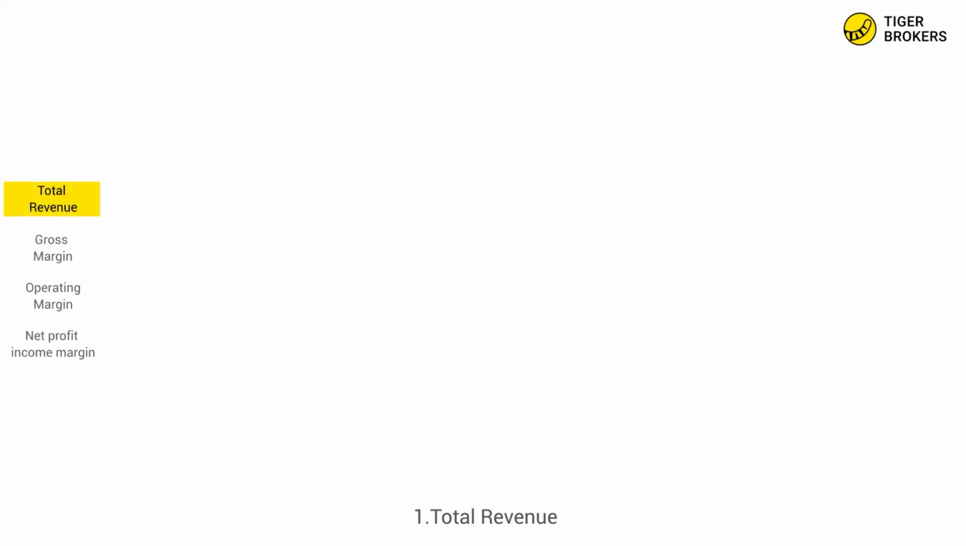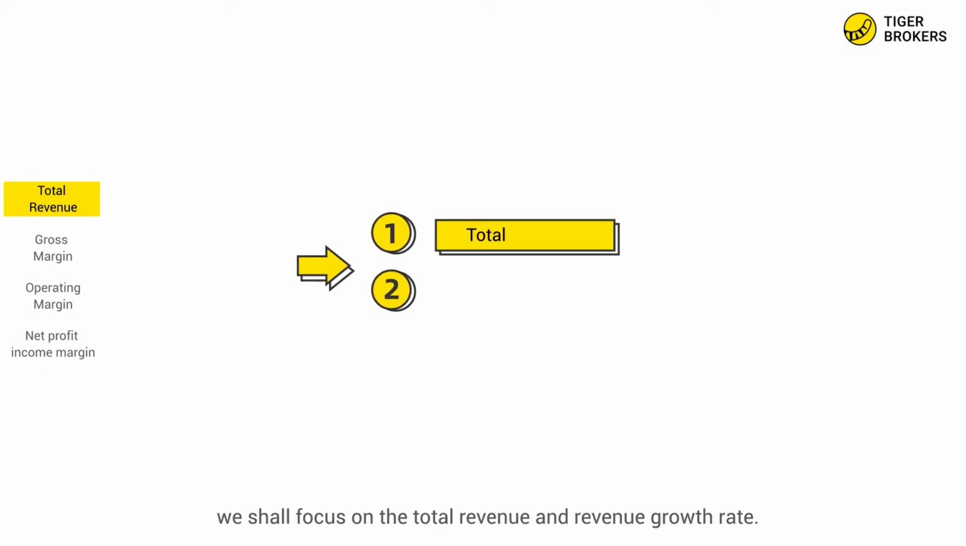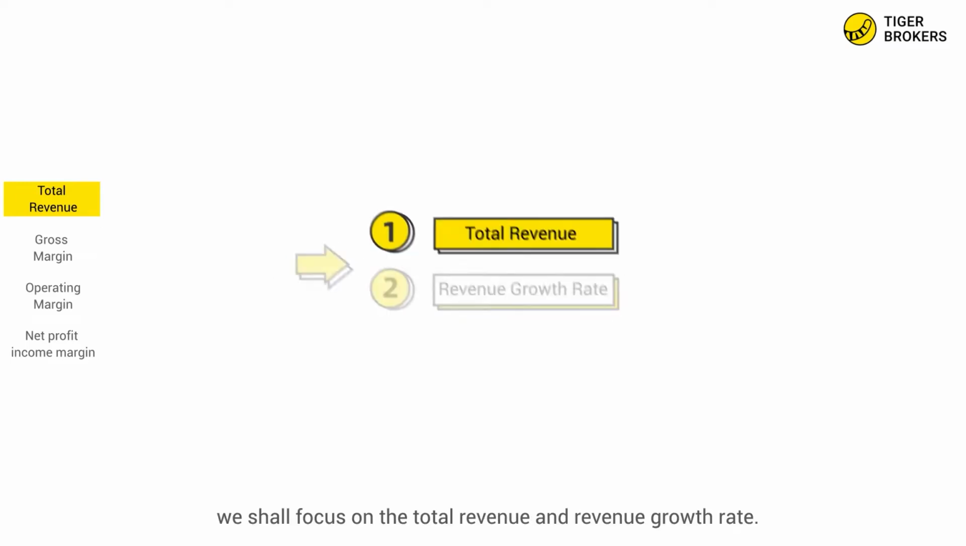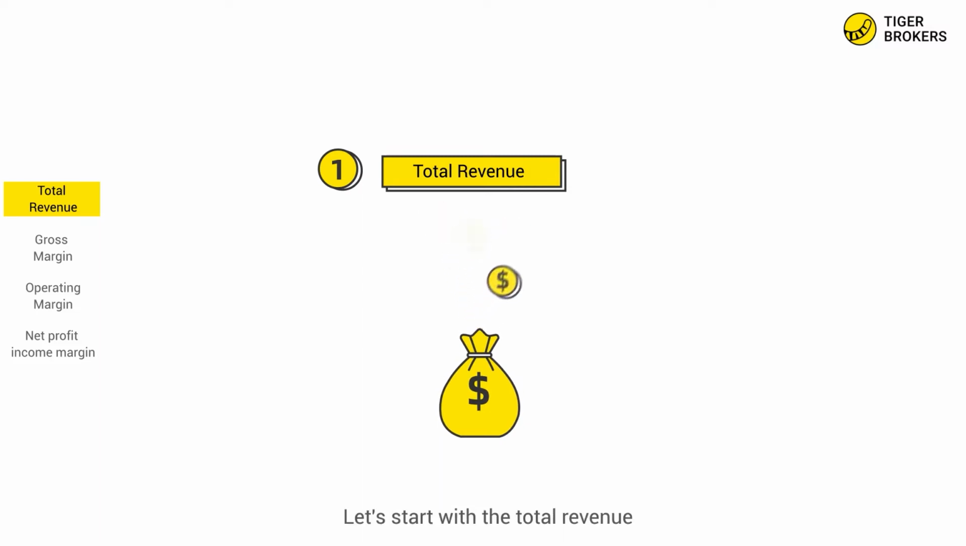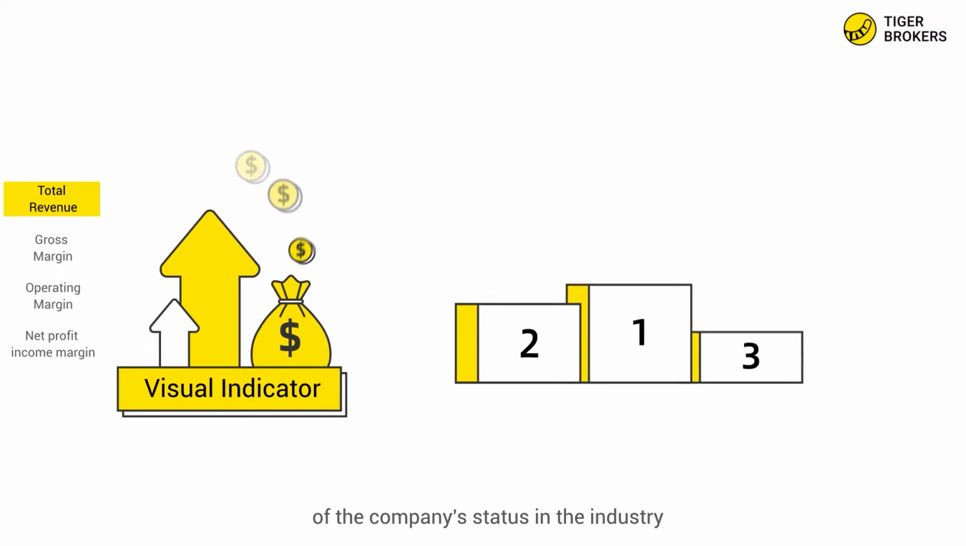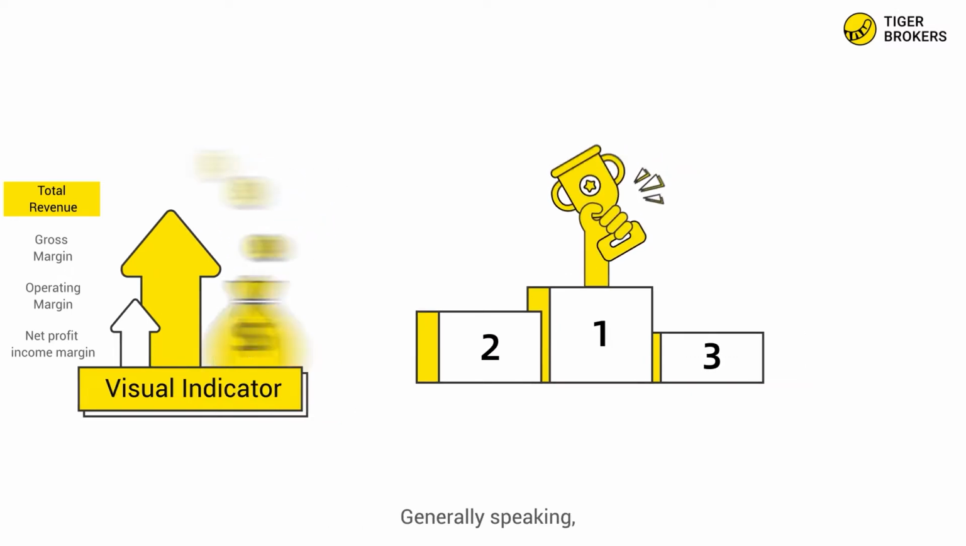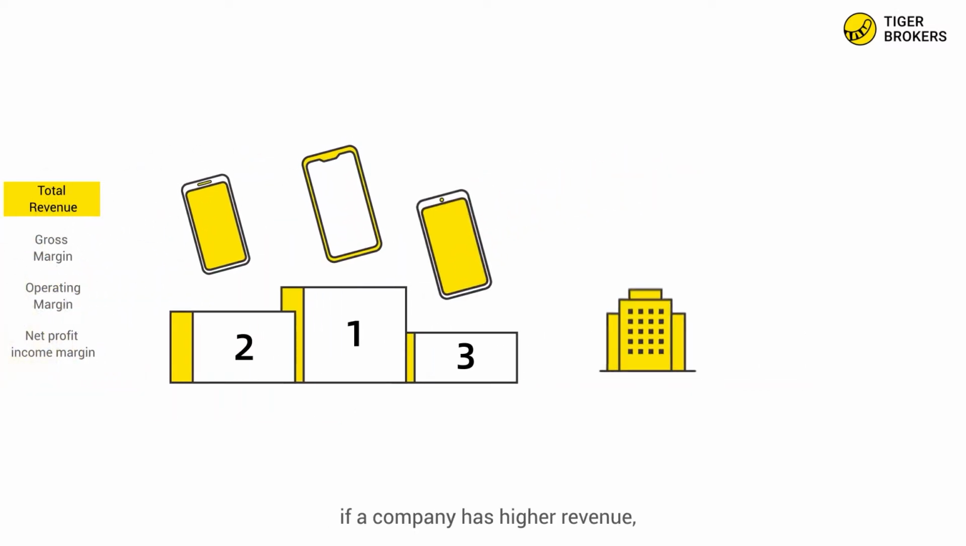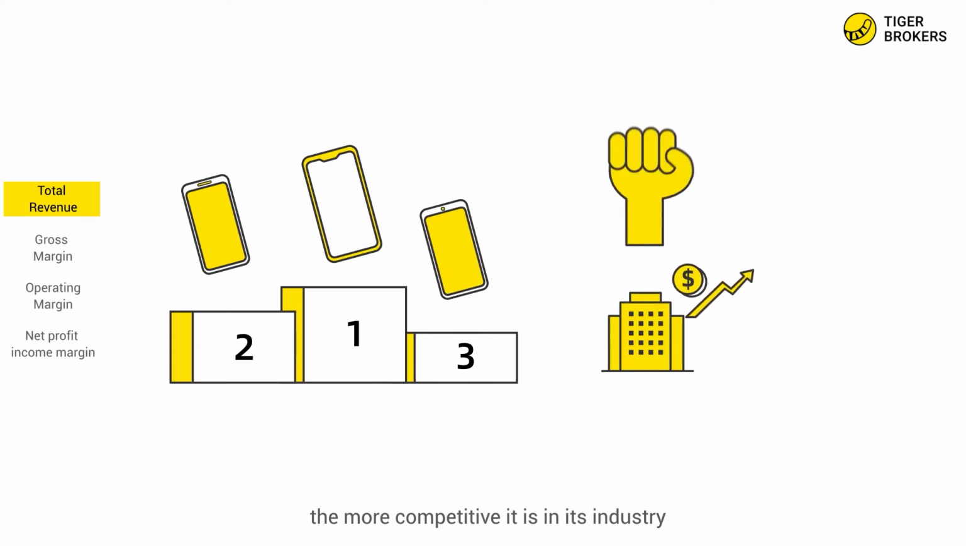1. Total revenue. In this section, we shall focus on the total revenue and revenue growth rate. Let's start with the total revenue. The total revenue is a visual indicator of the company's status in the industry. Generally speaking, the higher a company's revenue, the more competitive it is in its industry.